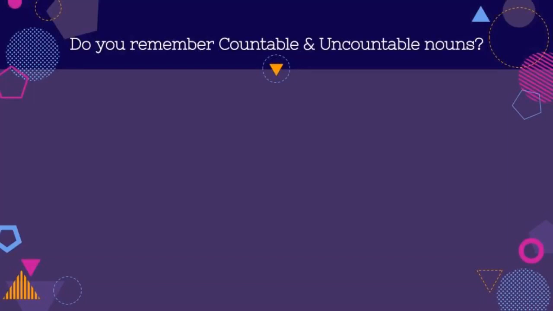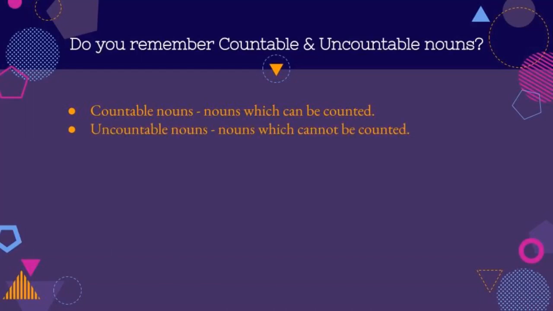Okay students, in the last class we revised the topic countable and uncountable nouns. Let us see a small recap. Countable nouns are nouns which can be counted. For example, book, pen, pencil, eraser, etc. Uncountable nouns are nouns which cannot be counted or separated. For example, salt, oil, water, sugar, etc.